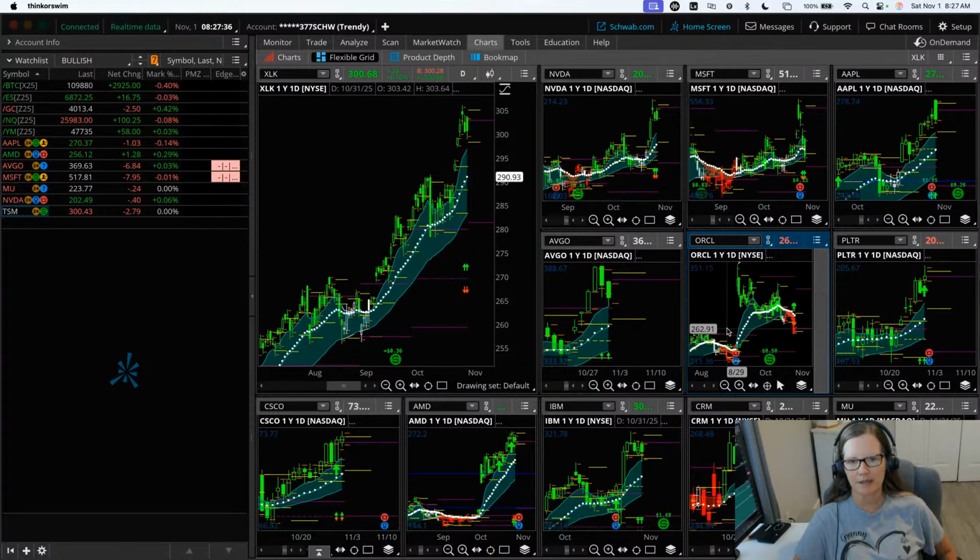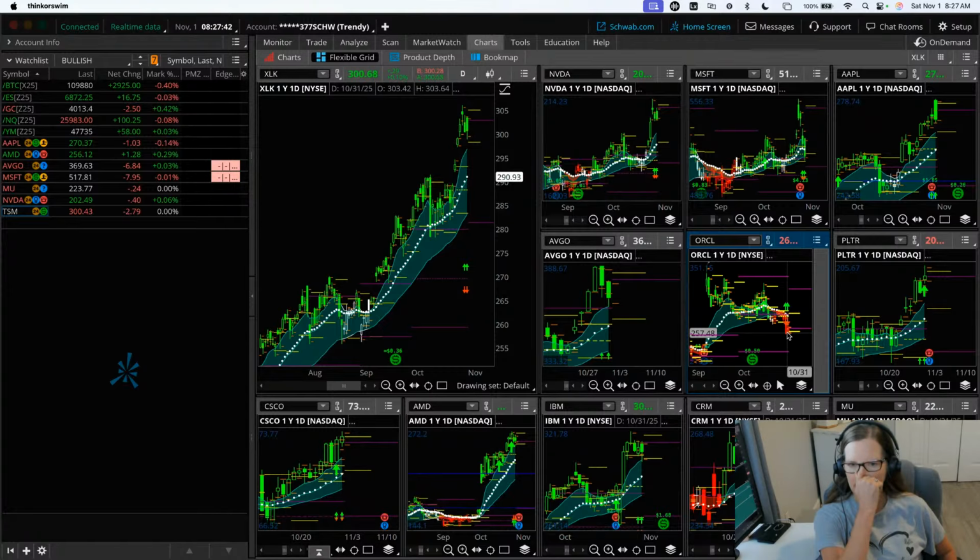Oracle, let me look at this price action. Okay, here's an example of a name that just isn't going to make my list, and let me explain why. Simply put, it's below the daily cloud. Now, if I were looking to swing trade this for a longer duration, I would trade it below this daily cloud.